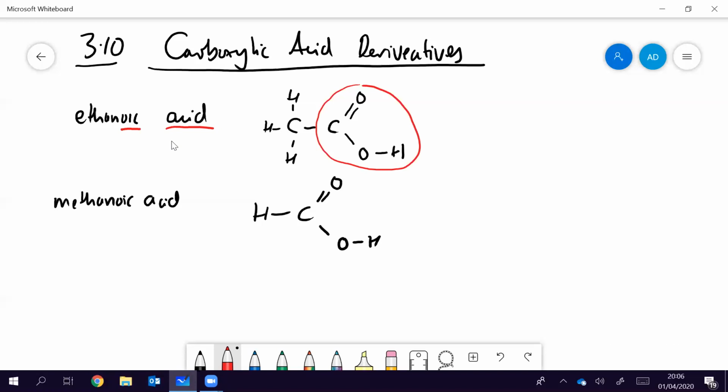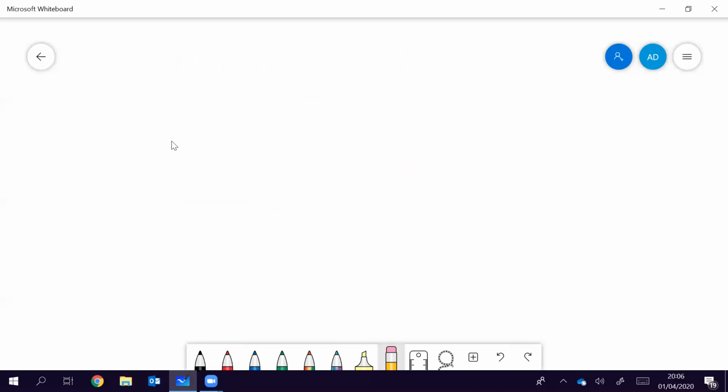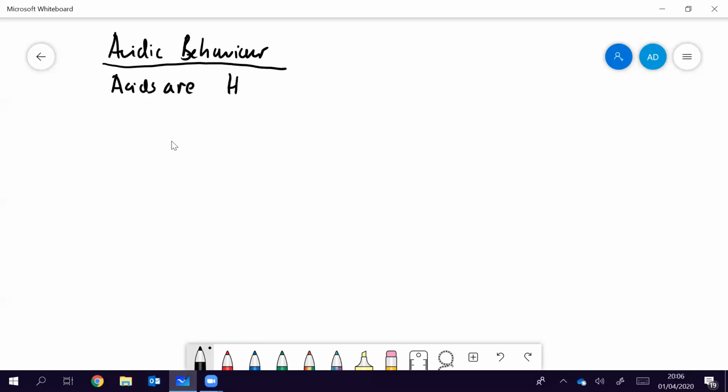Now obviously the one thing about carboxylic acids is that they are acids. Let's have a look at that. Okay, so carboxylic acids, acidic behavior. Okay, so what are acids? Acids are proton donors.